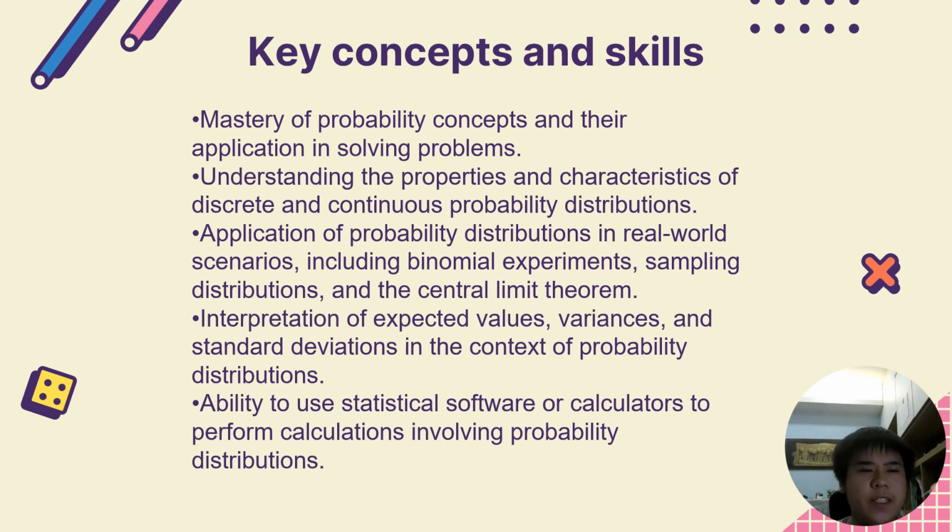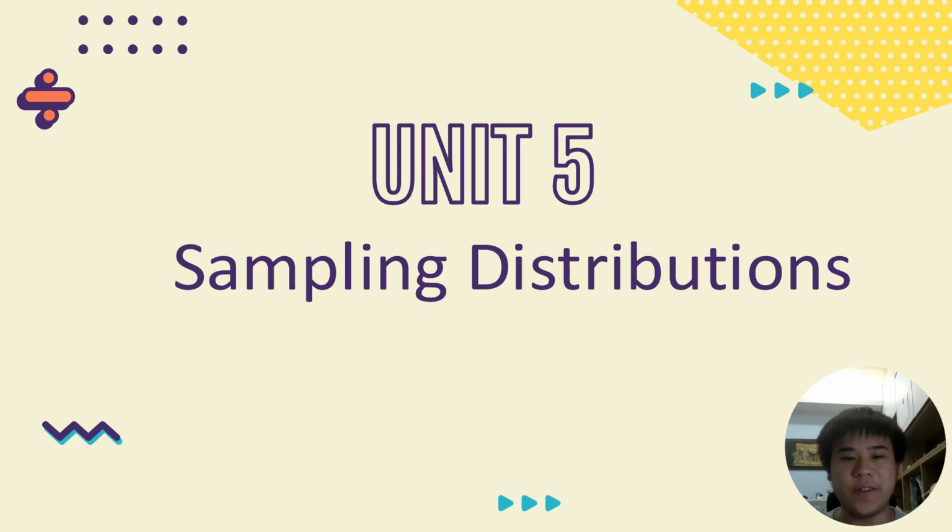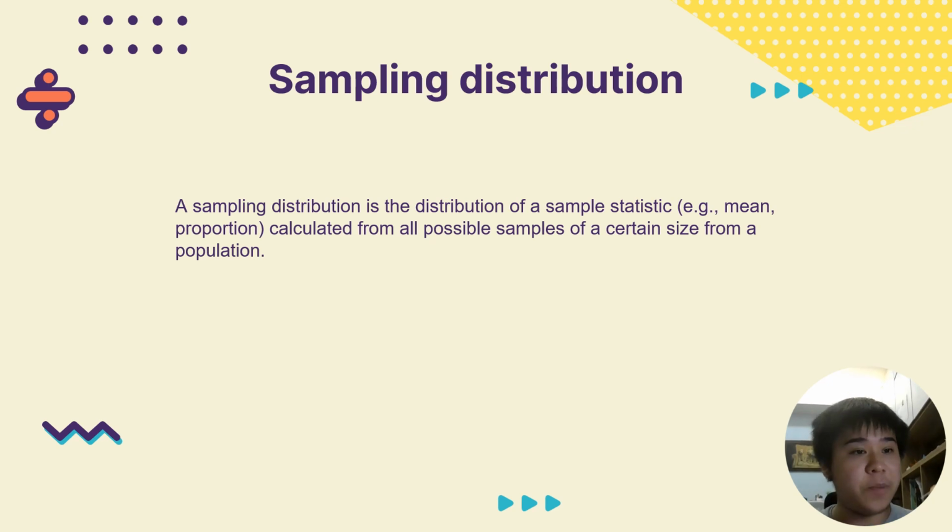So, that's it for Unit 4. You guys survived? I hope so. All right, let's move on to Unit 5. We're going to be talking about sampling distribution, which is where the fun part begins. So the sampling distribution is a distribution of a sample statistic, for example, a mean or a proportion, calculated from all possible samples of a certain size from a population.